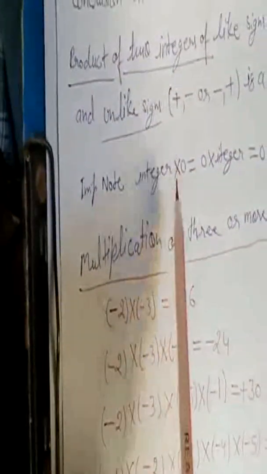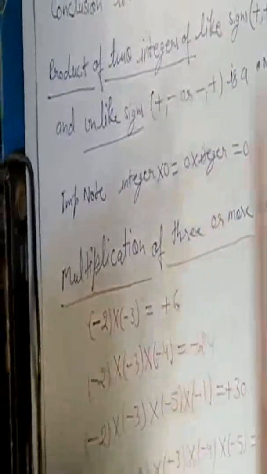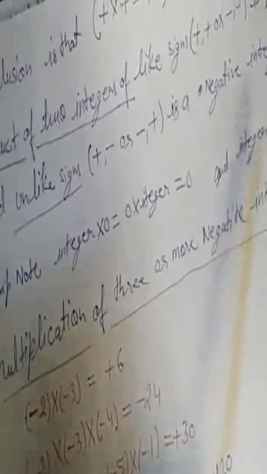Other important things: integers into 0 is equal to 0 into integers is equal to 0. If any integer is multiplied by 0, we get 0. And any integer multiplied by 1, we get the same integer. For example, minus 3 into 1 is equal to minus 3.